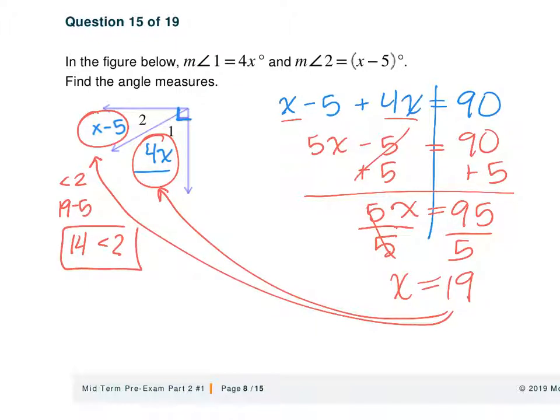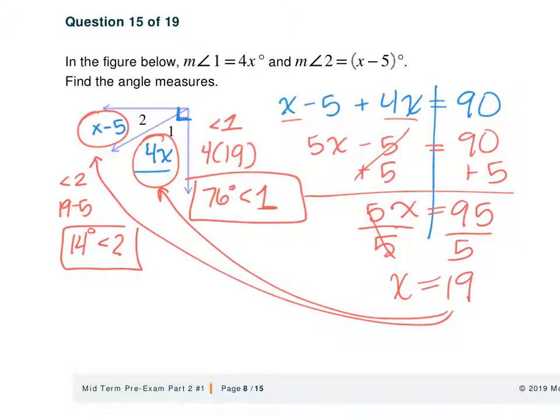It's my measure for angle 2. And then for angle 1, I'm just going to take 4 times 19. And 4 times 19 is 76 degrees, so that will be angle 1. 14 degrees for angle 2.